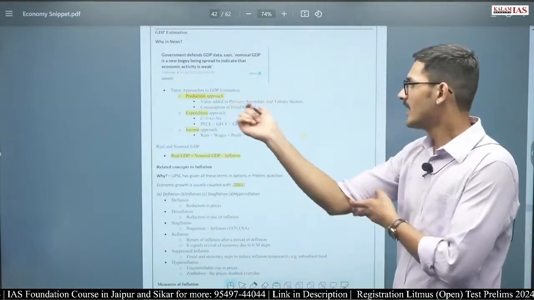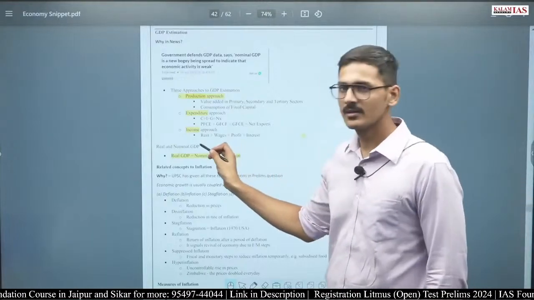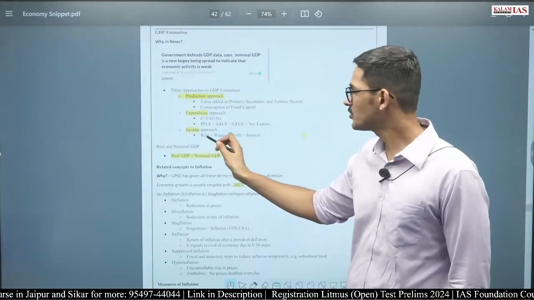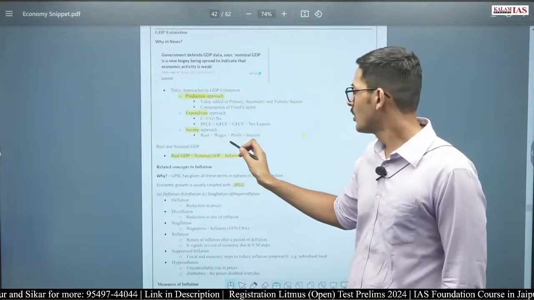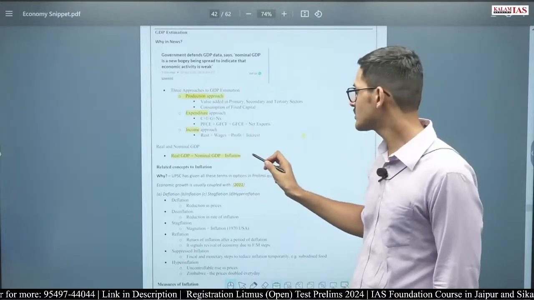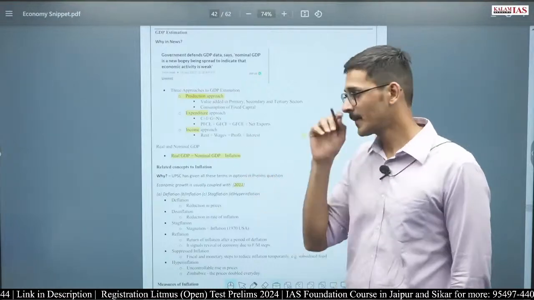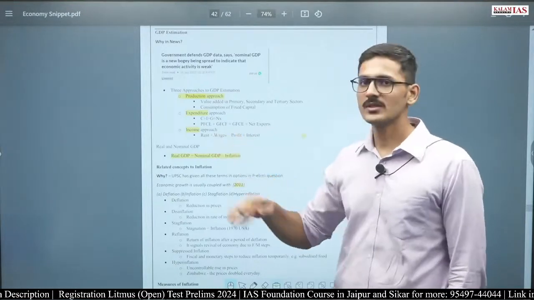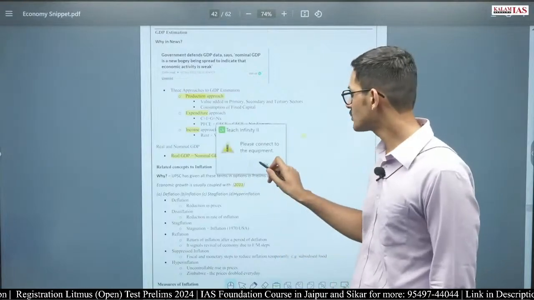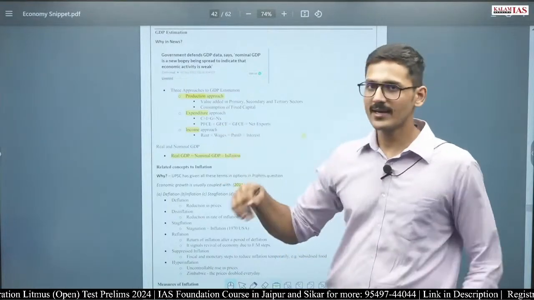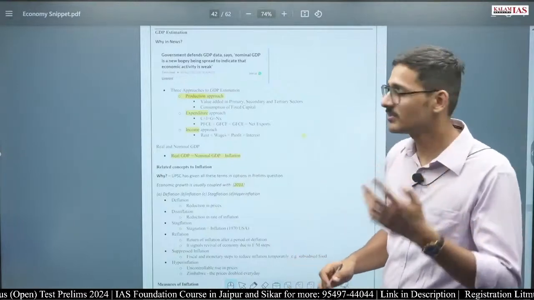On land you get rent. On labor you get wages. On capital you get interest. On enterprise you get profit. So in the income approach, there are four factors of production, and the four sources of income are calculated and combined to calculate the GDP of that particular nation.